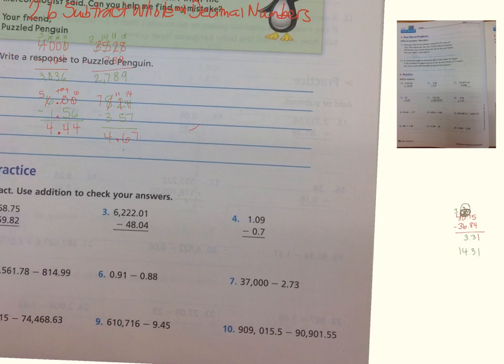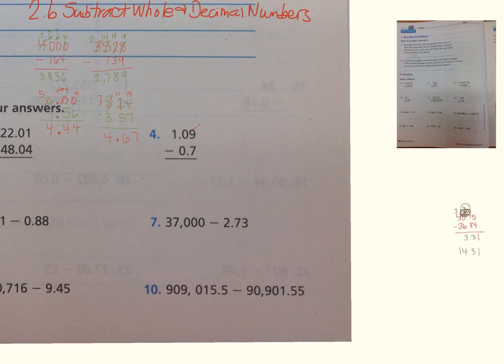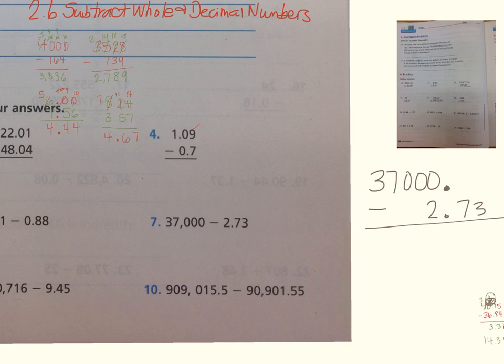Looking at number 7 here, if I wanted to rewrite it, because I always rewrite, I don't try to write it straight in there. 37,000, the decimal point's right there. And if I'm taking away 2 and 73 hundredths, that's the way it's going to look. I can fill in with zeros to help me out. But from here, I need to go all the way to the 7.